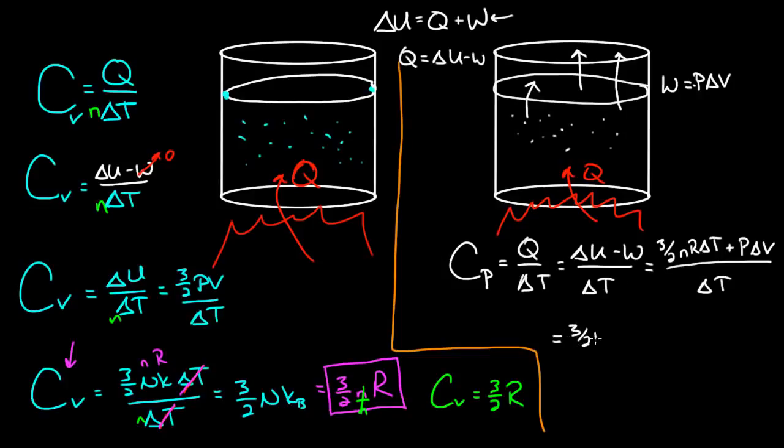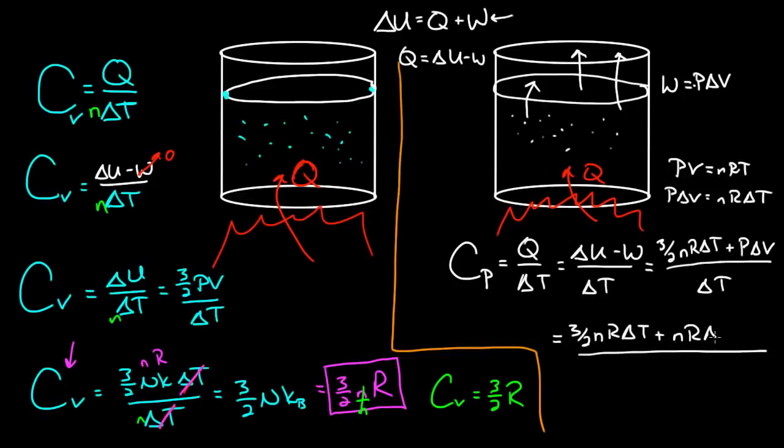3/2 nR delta T plus, I want to rewrite P times delta V, but I know how to do that. The ideal gas law says PV equals nRT. Well, if that's true, then P times delta V is going to equal nR delta T. So I can rewrite this as nR delta T divided by delta T. Almost there. All the delta T's go away, and look what I'm left with. I'm left with C. Heat capacity at constant pressure is going to be equal to 3/2 nR plus nR.